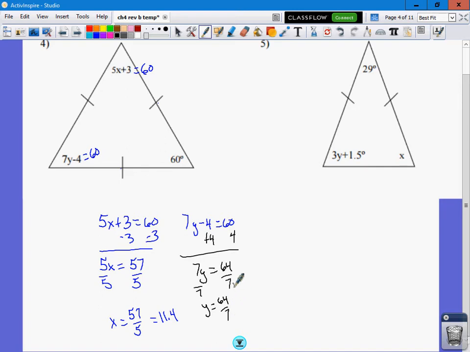If you put this as a decimal, this would be approximately equal to, because it does repeat, 9.14.